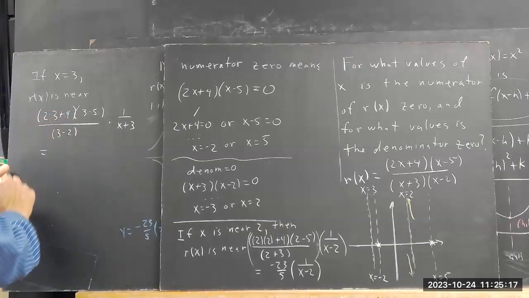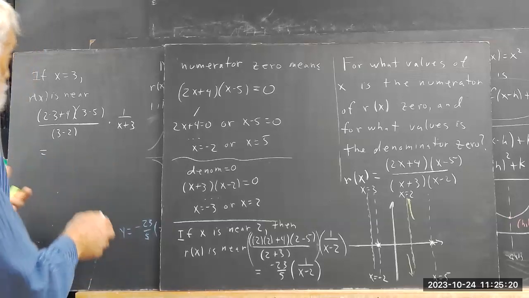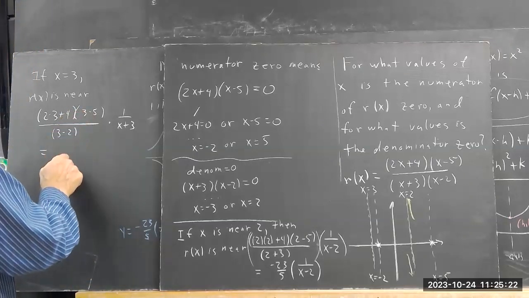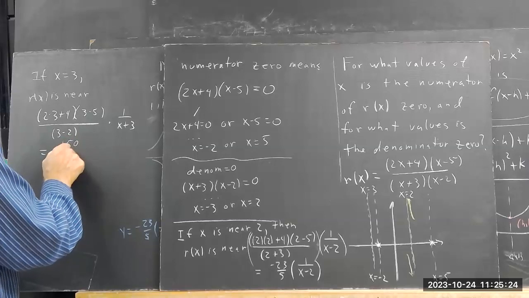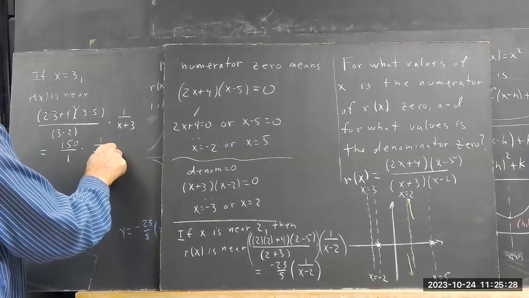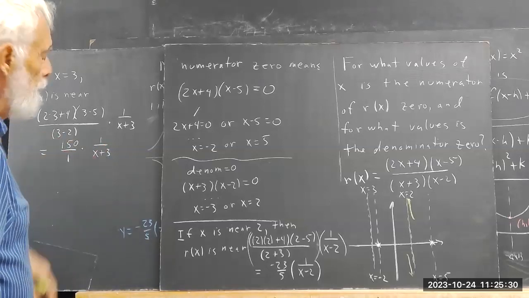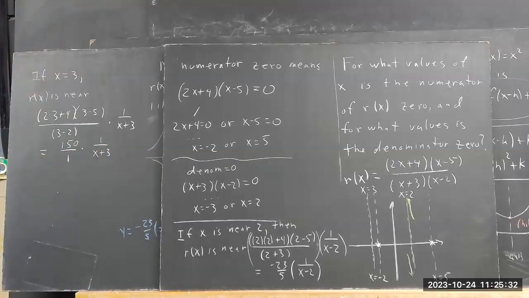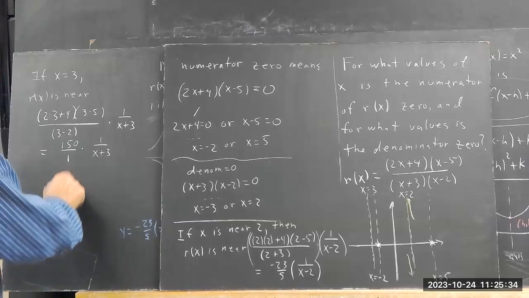2 times 3 is 6, and 4 is 10. That's good. So you're going to be easy to multiply by 10. 3 times 5 is 15. That gives us 150 over 1 times 1 over x plus 3. That's just 150 times the reciprocal of x plus 3. It's got a graph.